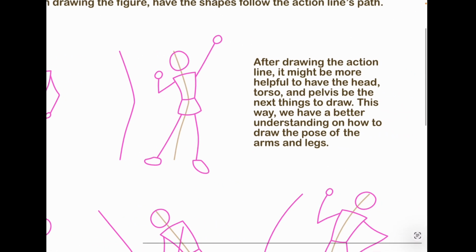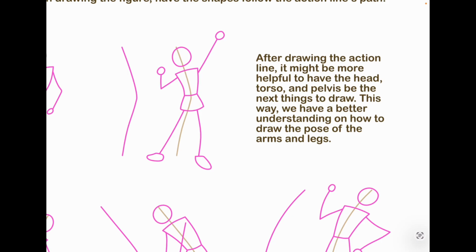And same over here. After drawing the action line, it might be more helpful to have the head, torso, and pelvis be the next things to draw. This way, we have a better understanding on how to draw the pose of the arms and legs. Right, so in other words, you may not want to draw hands, arms, and legs first. Otherwise, it's going to be confusing. With certain dynamic poses, the head, torso, and pelvis are usually the first three things to draw in order for your character to come to life.